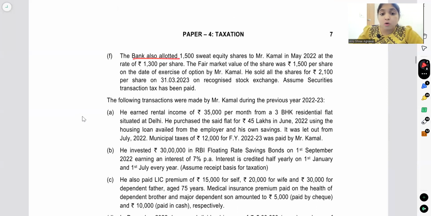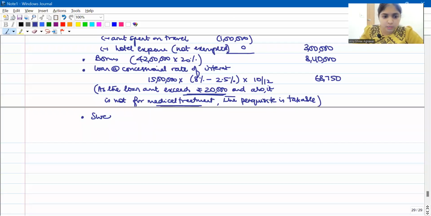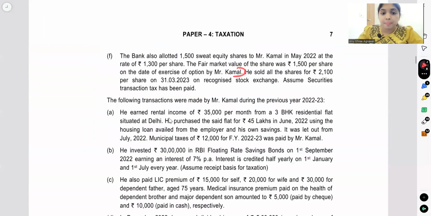Then, the bank also allotted 1,500 sweat equity shares to Mr. Kamal in May 2022 at the rate of 1,300 per share. FMV of the share was 1,500 per share on the date of exercise of option by Mr. Kamal. That has been handled till here. So our next adjustment is sweat equity shares. Now, sweat equity shares, there are two things which you have to remember. First of all, what is taxable? The FMV on the date of exercise of option minus whatever you paid, the difference is going to be taxable. But it will be taxable when?